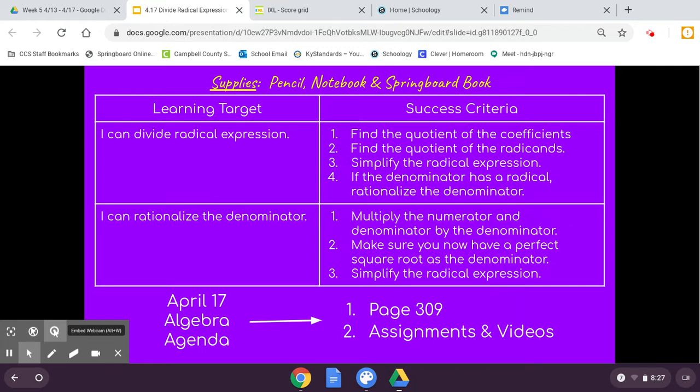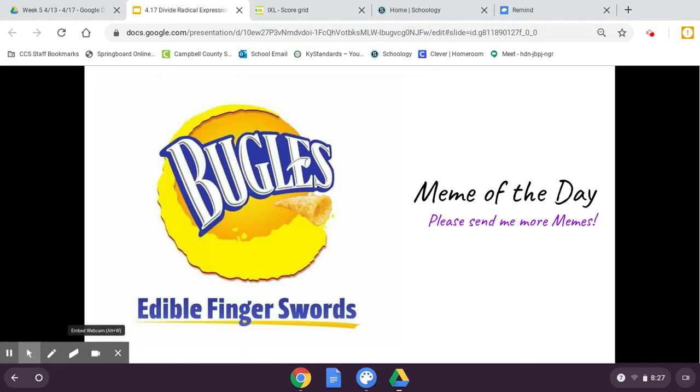All right, so here's your meme of the day. Bugles, edibles, finger swords. I totally remember Peyton Hollingsworth doing this, and it's hilarious, and thank you for making me smile.